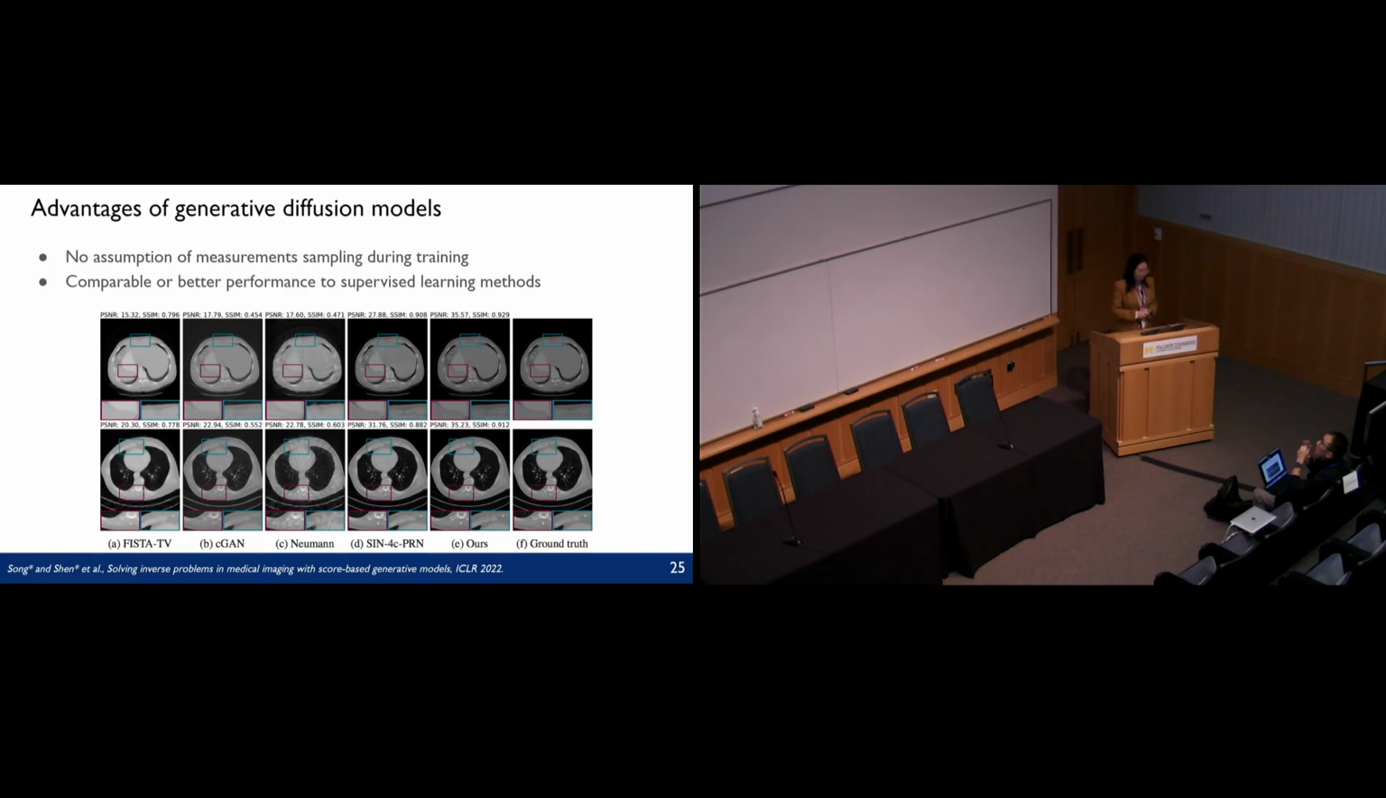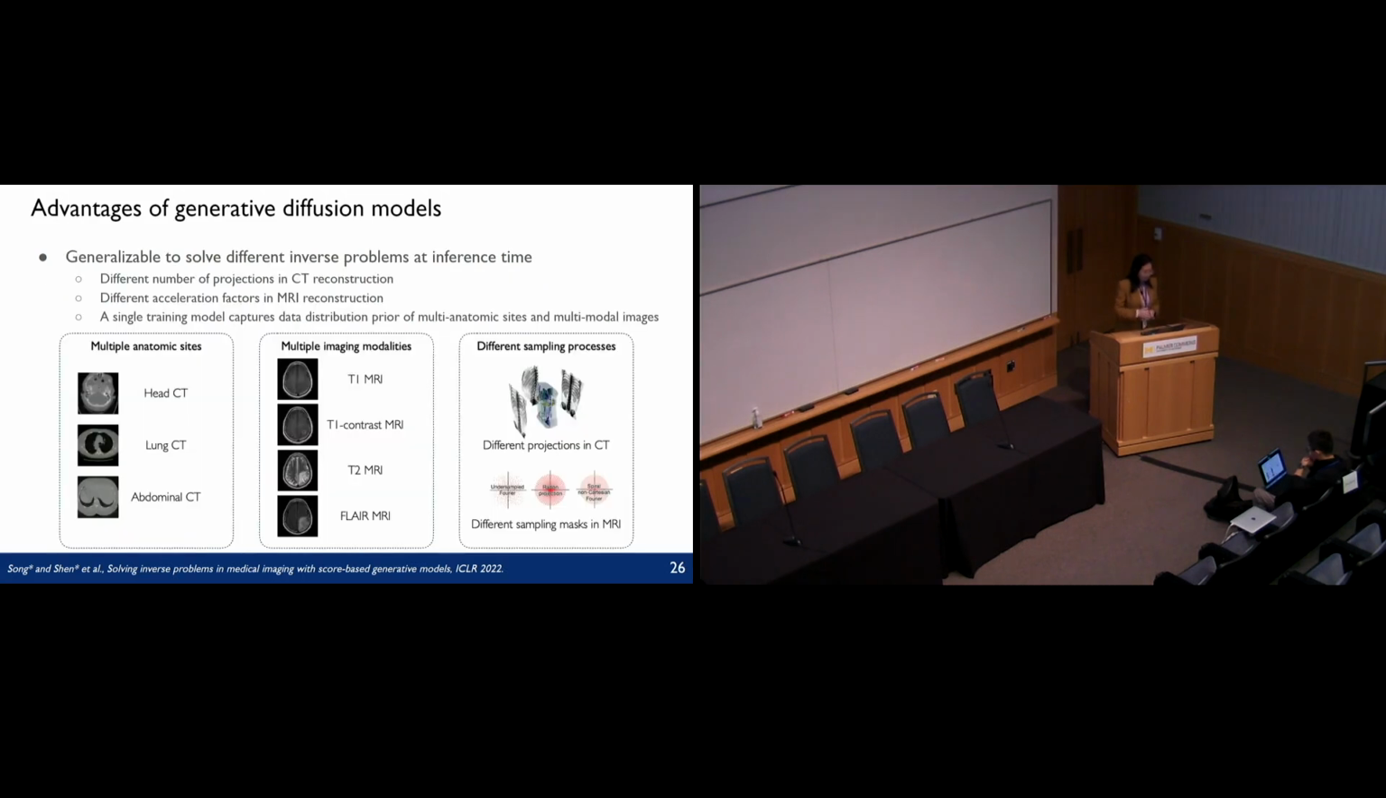It can even be comparable, or even get better performance, compared to the previous supervised learning methods people have been using a lot as the deep learning based reconstruction algorithms. It's also pretty flexible to benefit from the advantage of using a diffusion model as a prior, because of the capturing of the data distribution, which makes it flexible and generalizable to different inverse problems at inference time. For example, different sampling patterns for MRI or different numbers of projections for CT images.